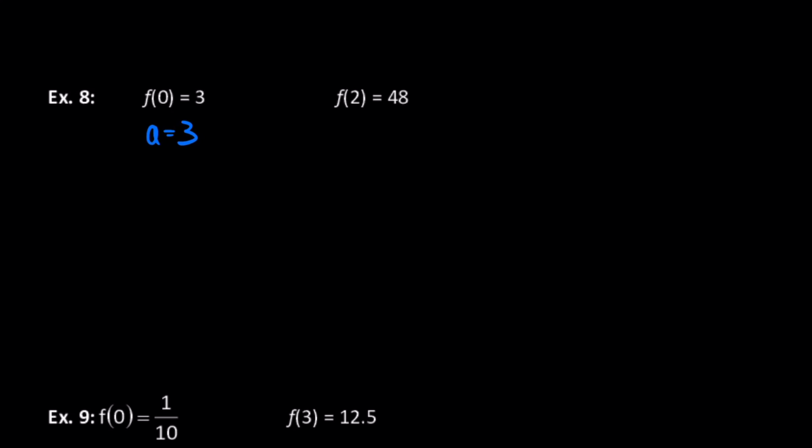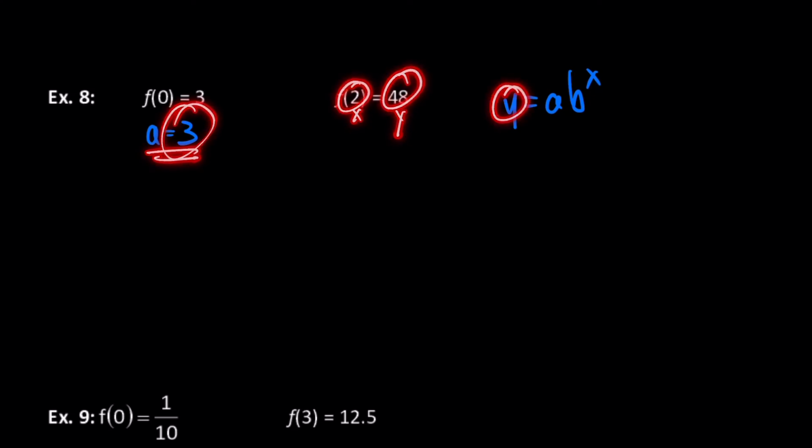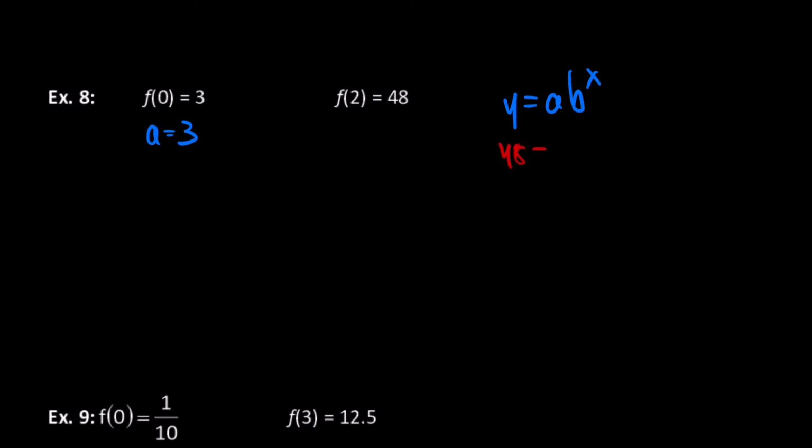Remember, I don't always write this out, but we're plugging into this: y equals ab to the x. This tells me x is 2, y is 48, and I know a is 3. So I'll plug these in here, here, and here, and we solve for b. So y, 48, equals a, 3, times b to the x, which is 2. Well, this one's only moderately more difficult because I'm going to have to take a square root at the end. So first thing I'll do is divide by 3. 48 divided by 3 is 16. That's b squared, square root, b equals 4.